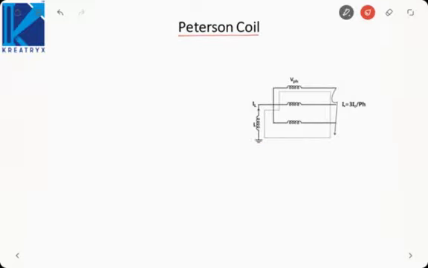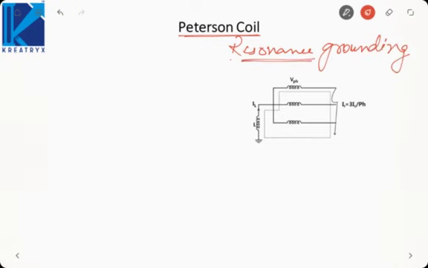The next method is called the Peterson coil or the case of resonance grounding. Resonance means whenever the inductance cancels the effect of capacitance completely, the system is said to be under resonance. So here also we are using reactance grounding, but the reactance is chosen such that it cancels the effect of capacitance or the line charging current. We just now saw whenever there is a line to ground fault, whatever the current is flowing in this wire, it is equal to 3 times I charging.